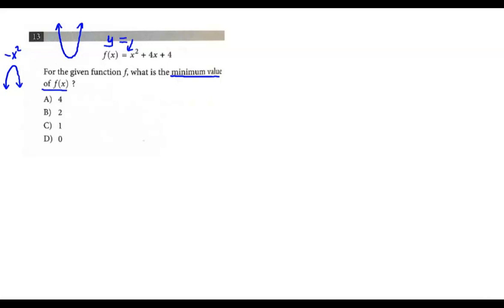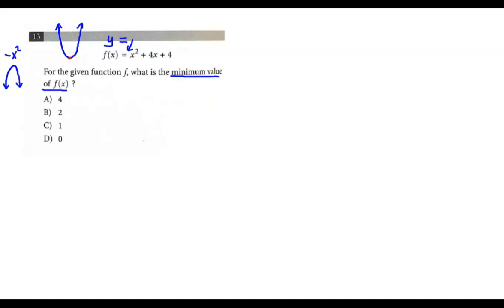So the minimum value occurs right at the very bottom of this parabola. That's the lowest y value possible. So we're trying to find the vertex. We're trying to find that very bottom piece. And there's several ways to do this. There's actually 3 that I can think of right off the top of my head. So let's just get right after it.